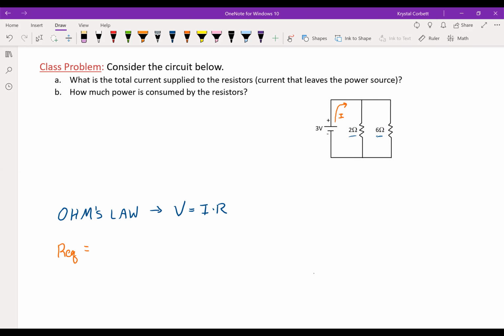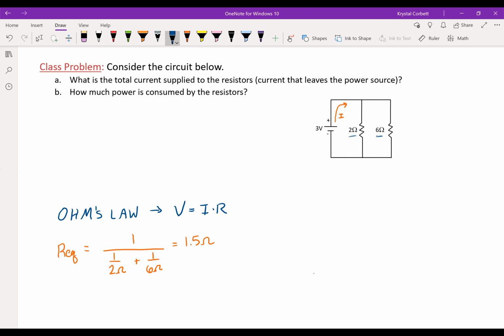So we see that there's two resistors in parallel, and we remember that the equation to find resistors in parallel is 1 over the resistance value of one resistor plus 1 over the resistance value of the other resistor. When you multiply that out, you get 1.5 ohms. Okay, so the equivalent resistance is 1.5 ohms.